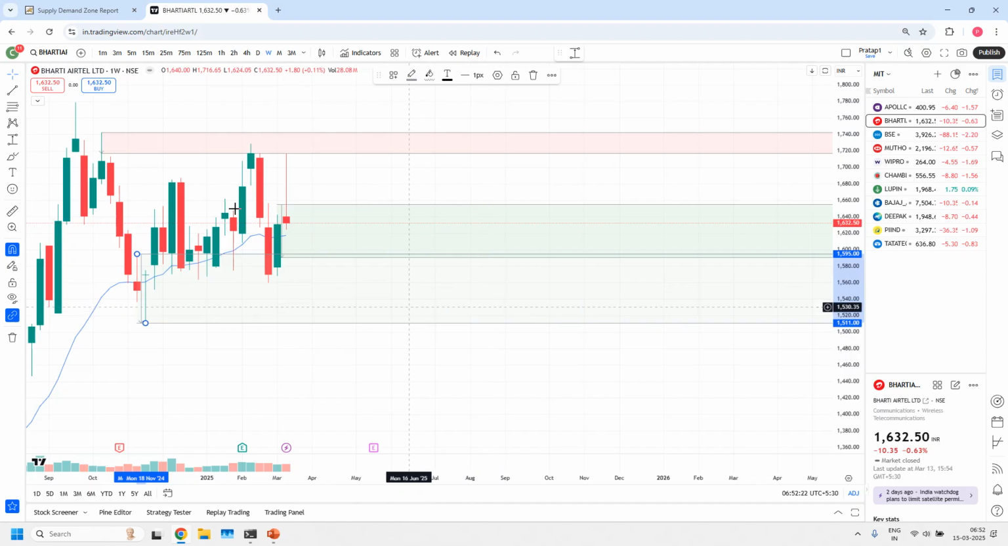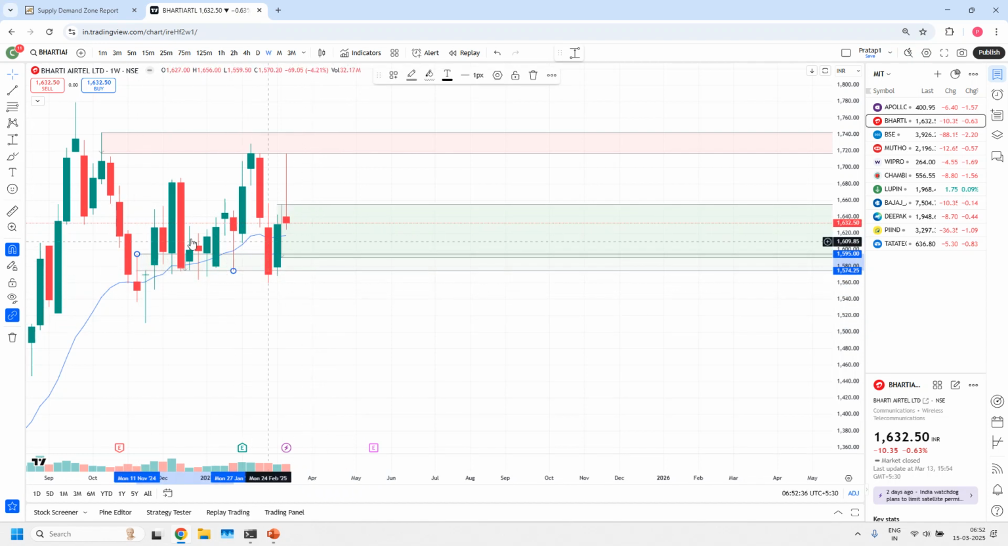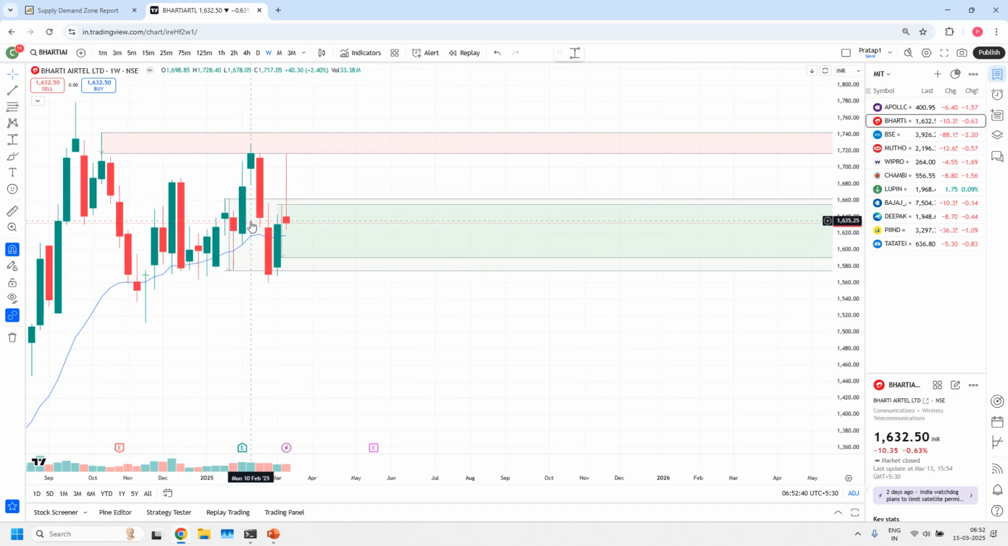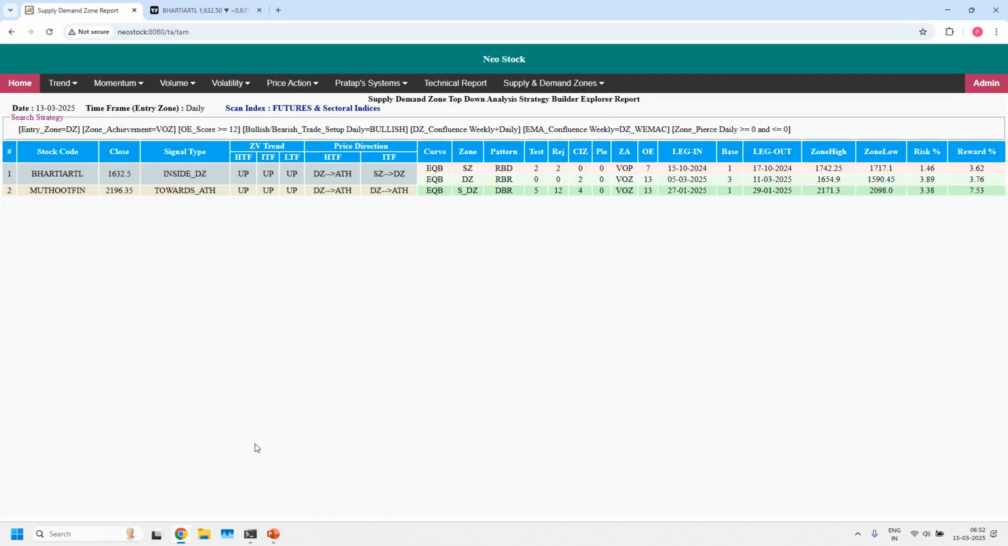I think this is more here. This is also, you can consider, rally base rally, but this is a pierced weekly zone. If this is the case, let us check what our software is suggesting on the weekly time frame.